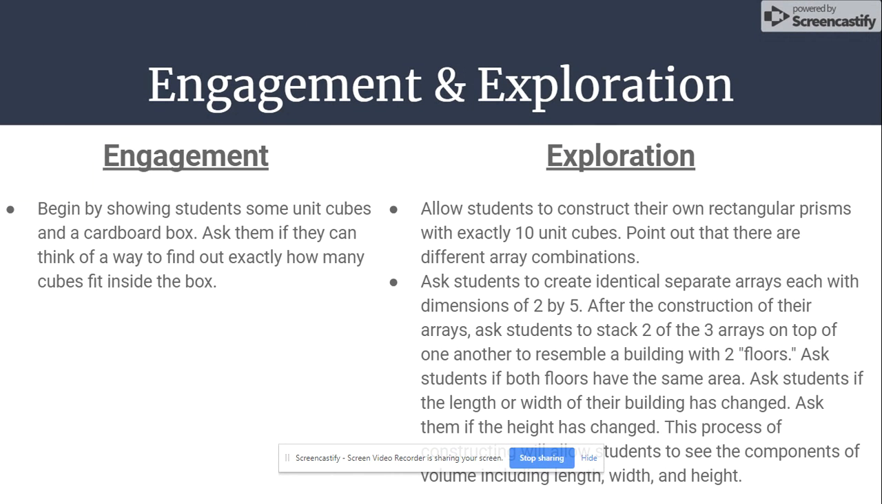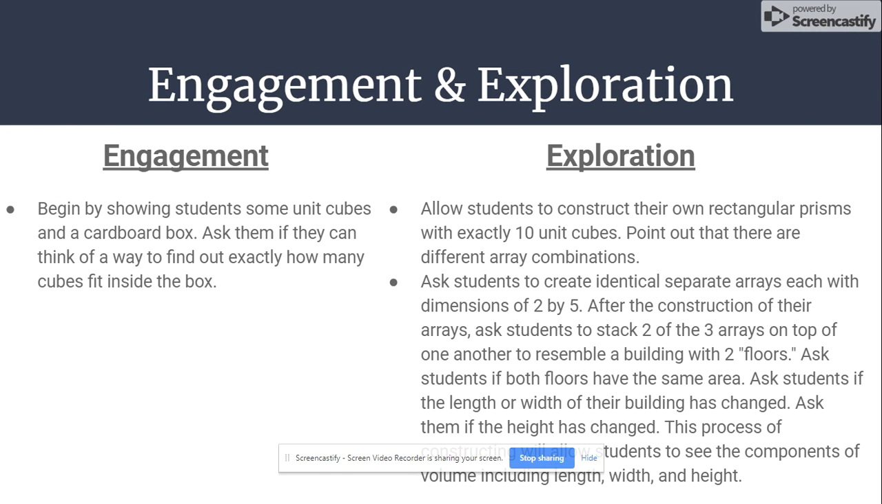So for engagement, I would begin by showing students some unit cubes in a cardboard box and ask them if they can think of a way to find out exactly how many cubes fit inside the box. So, posing a real world problem that's going to pique their curiosity. I know I'm using a box, but try to get them to think a little bit outside the box, without just having them open a math book and giving them the formula for volume. Let them try and think about it themselves.